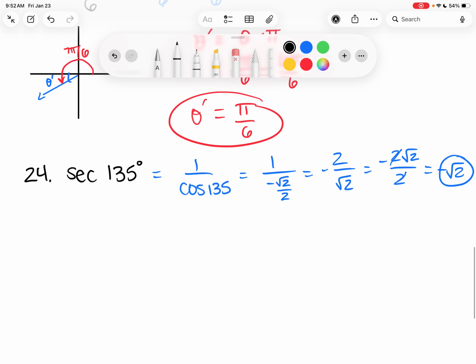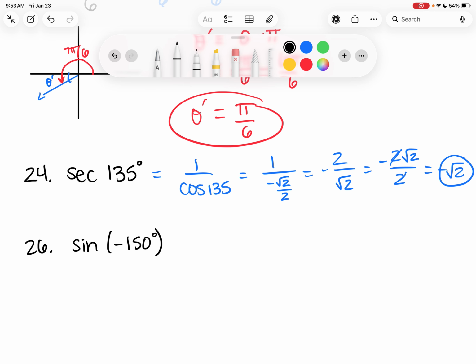26. The sine of negative 150 degrees. There are two different ways I can think about this. I can find the coterminal angle by adding 360, because that would be equal to the same thing. Or I can just count backwards on my unit circle. I'm going to do that method, but if you want to find coterminal, that works too.